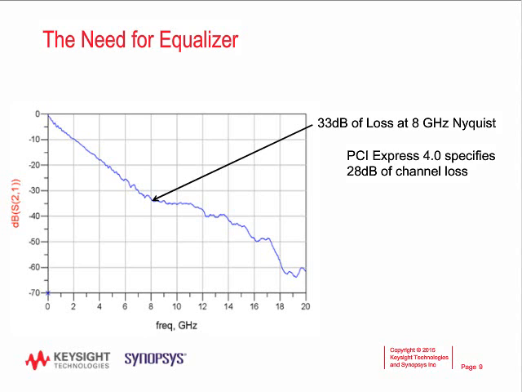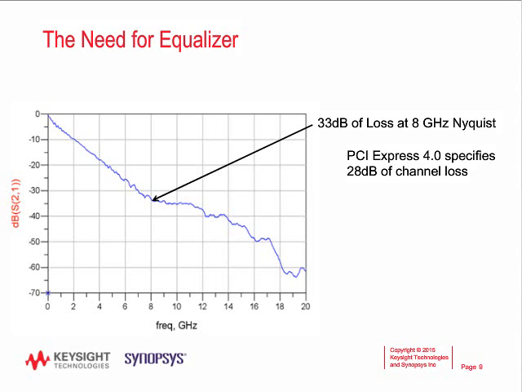The composite channel used for this presentation has a loss at 8 gigahertz Nyquist of about 33 dB. The PCI Gen 4 channel maximum loss is specified at about 28 dB. The extra loss is due to additional test fixtures placed in the channel and their loss contributors. So in order to test our PHY, we needed to add some extra test fixtures, which pushed the loss beyond 28 dB.